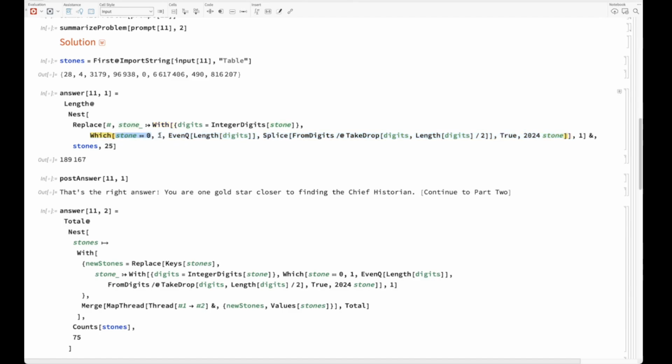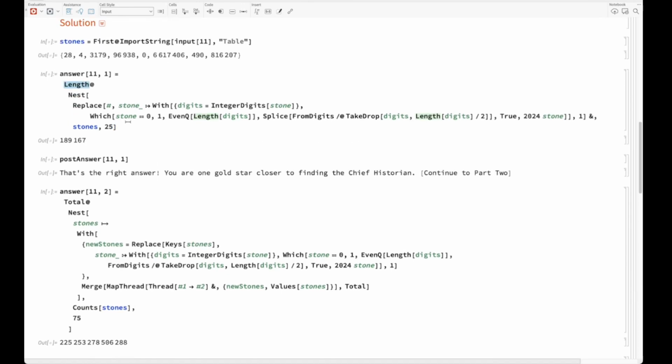If it's 0, then it's 1. If it's even, if the length of the digits, right? You compute the digits first, and then you split it in 2. Basically, that's how I split it in 2, and just splice the digits, and in other cases you just multiply the stone by 2024, right? And then after 25 steps, you have some large number of new stones, just a list of these numbers, and the question is just to count them.